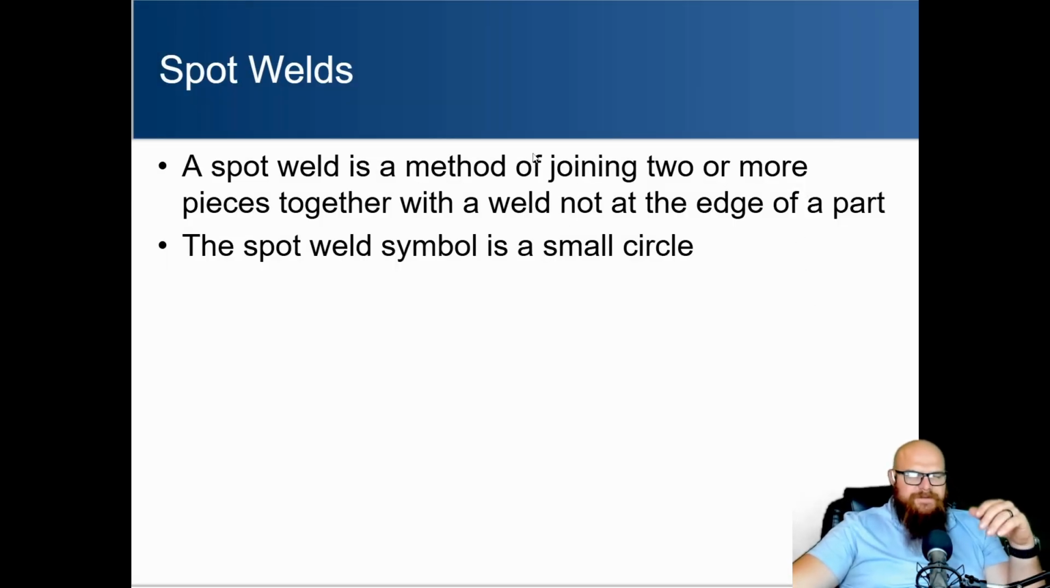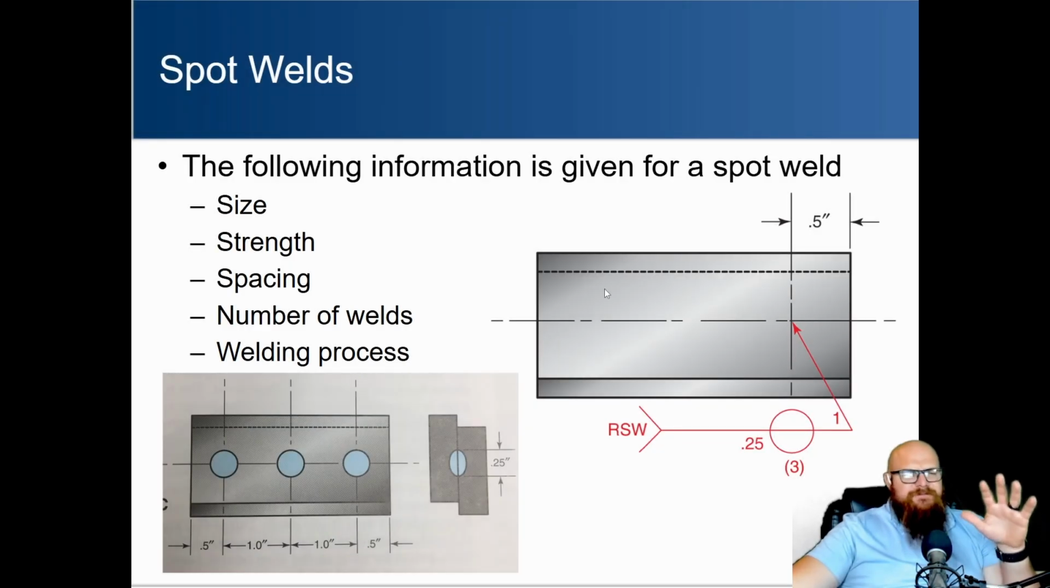Spot welds are a method of joining two or more pieces together with a weld that's not at the edge. Typically, when we talk about thinner metal, a spot weld symbol is just a small, tiny circle, almost like a period. That's going to indicate that we're just going to do a spot weld, or like a tack. We're not actually going to be welding that thing full up. But really, when we deal with small sheet metal, that's where we see that.